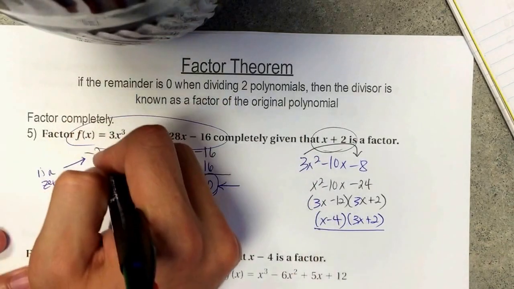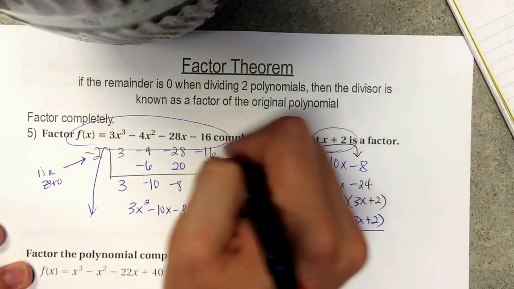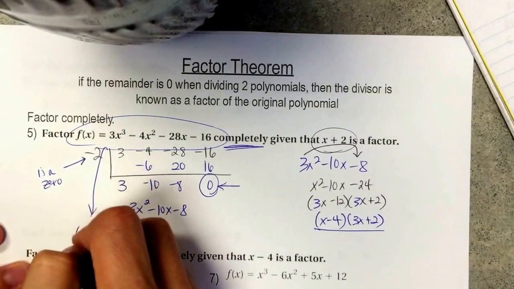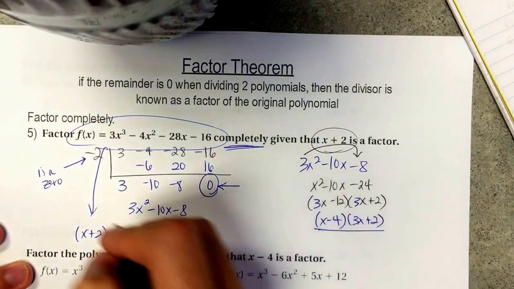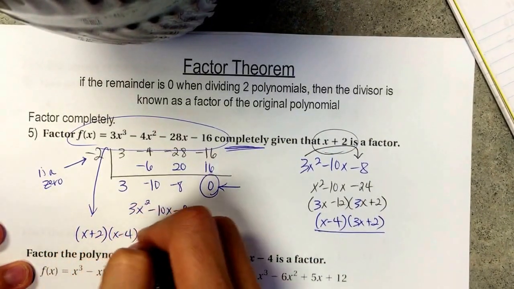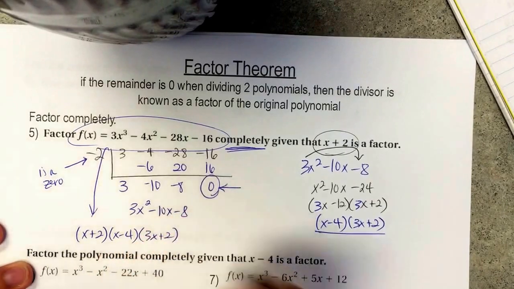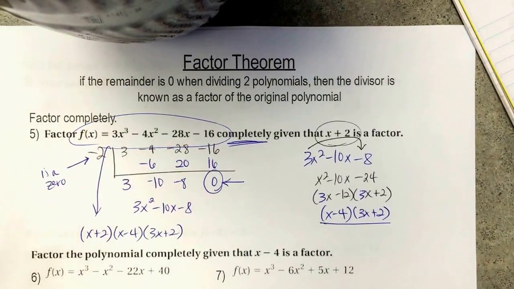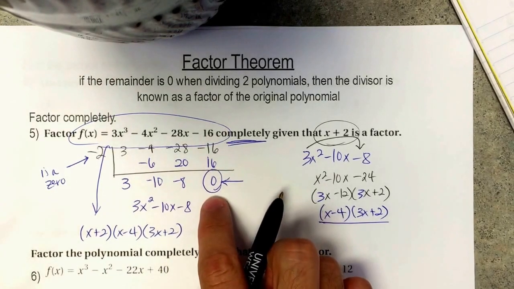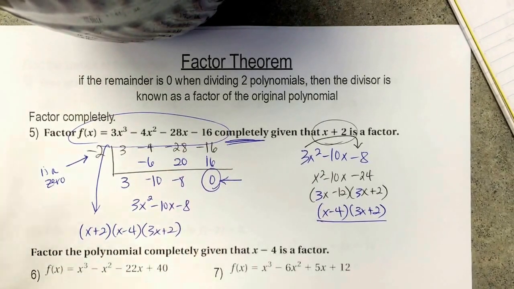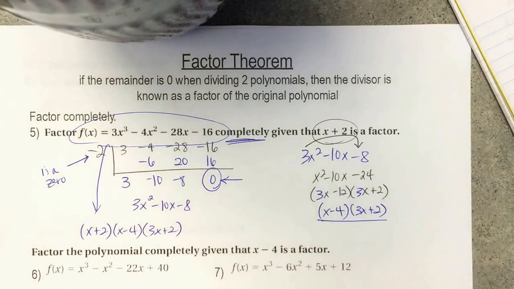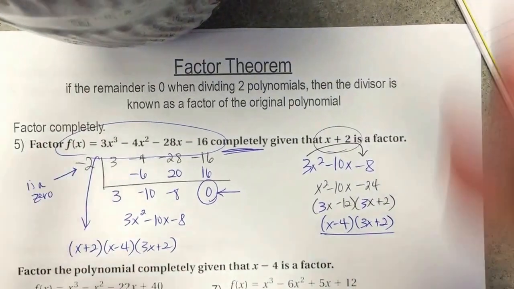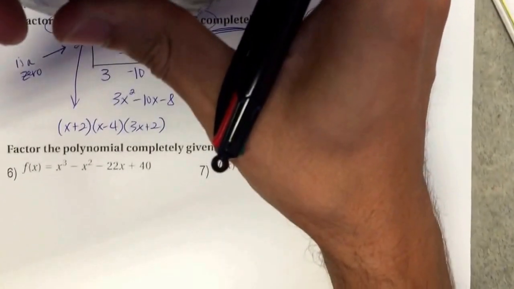So this polynomial factored completely would be the one they gave me, x plus 2, and then the 2 I found, x minus 4 and 3x plus 2. That's how you can use synthetic division to do a problem. You can use synthetic division if you get a remainder of 0. That means that what you used is indeed a factor, and you can finish factoring out the rest because you have a quadratic. So let's do one more like that.